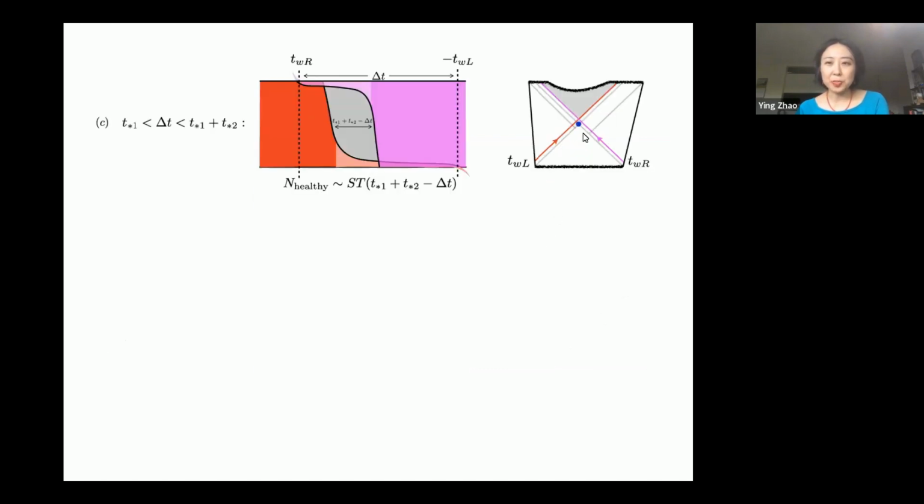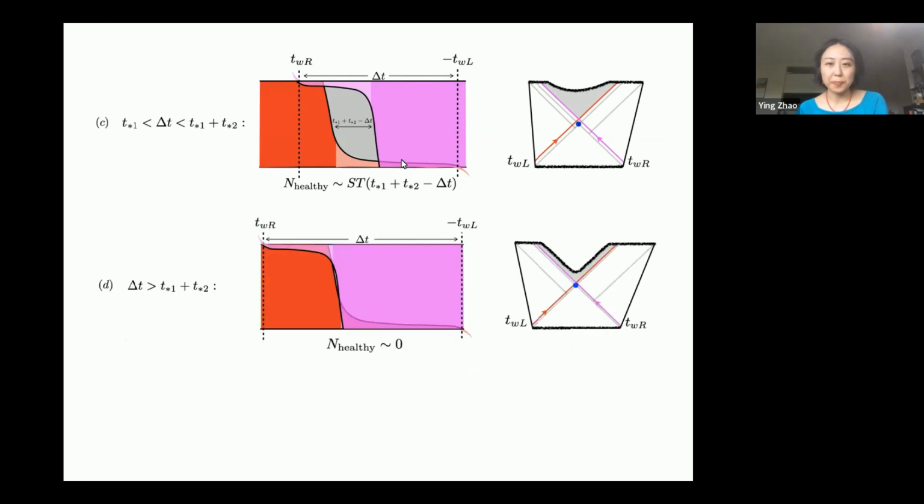The third and fourth regimes are when this point is already very close to the horizon. So this point no longer moves, but the singularity keeps going down. So this region shrinks. And eventually the singularity is so close to this point that everything stays exponentially small in delta t.